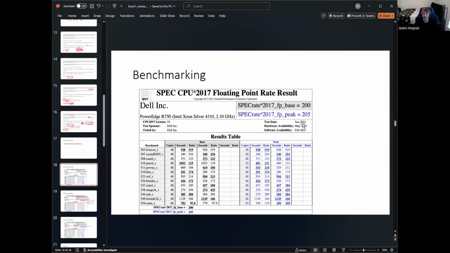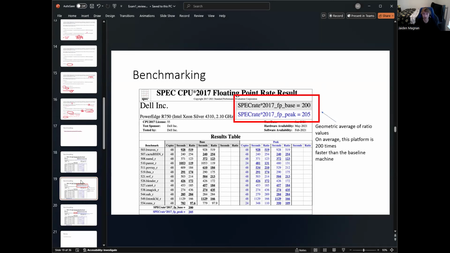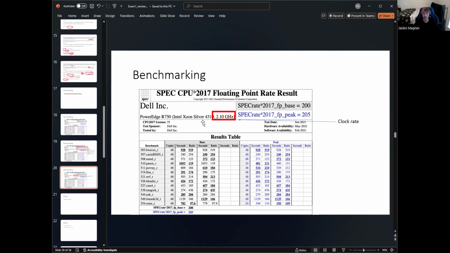So this is what I was talking about here. This is basically the exact same sheet we just saw. It doesn't have the clock rate down here, but you may be asked that sometimes. So up here, top right, this is your speed up. On average, this platform is 200 times faster than the base machine. That's what you need to know. It's a speed up, whereas the old machine is the base, and the new one is the one that it says. And then here's your clock rate.